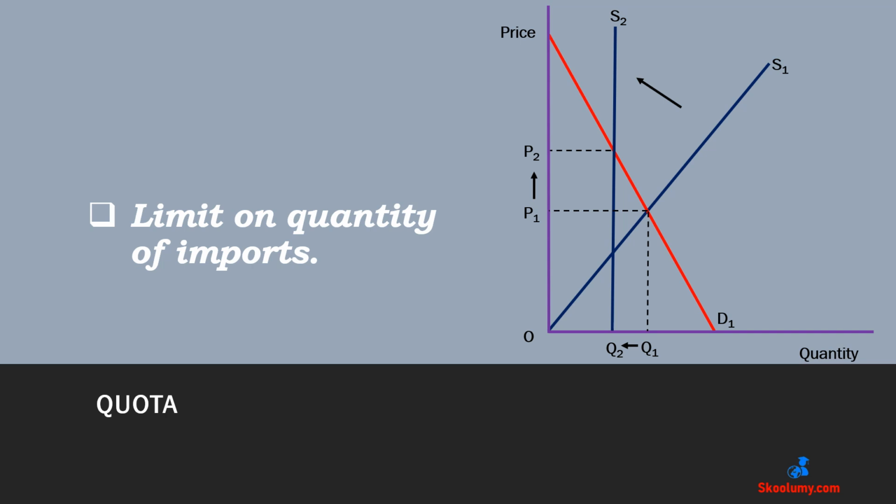Quota limits the quantity of a particular product that can be imported into a country. It reduces the amount of cheaper imports coming into a country to compete with locally made goods. The price of the imported good will rise because the quantity available has been reduced. From the graph, the quantity supplied of imported product decreases from S1 to S2 due to a quota at Q2. Price would rise from P1 to P2.